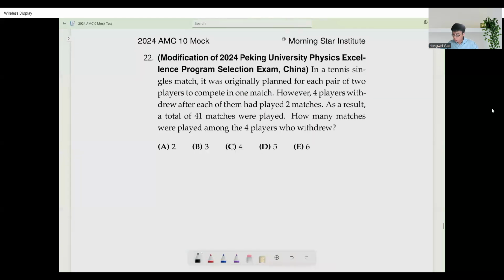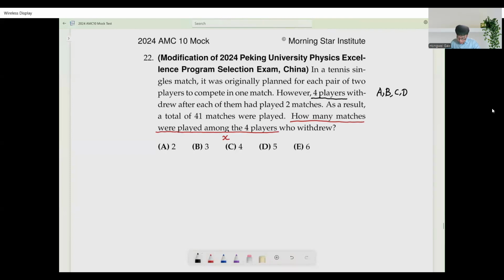Question 22. In a tennis single match, it was planned for each pair of two players to compete in one match. Here we have 4 players. Let's call these 4 players A, B, C, D. In reality, each of these 4 players only played 2 matches. As a result, a total of 41 matches were played. The question is, how many matches were played among these 4 players? Let's call this number X. So we're going to solve X.